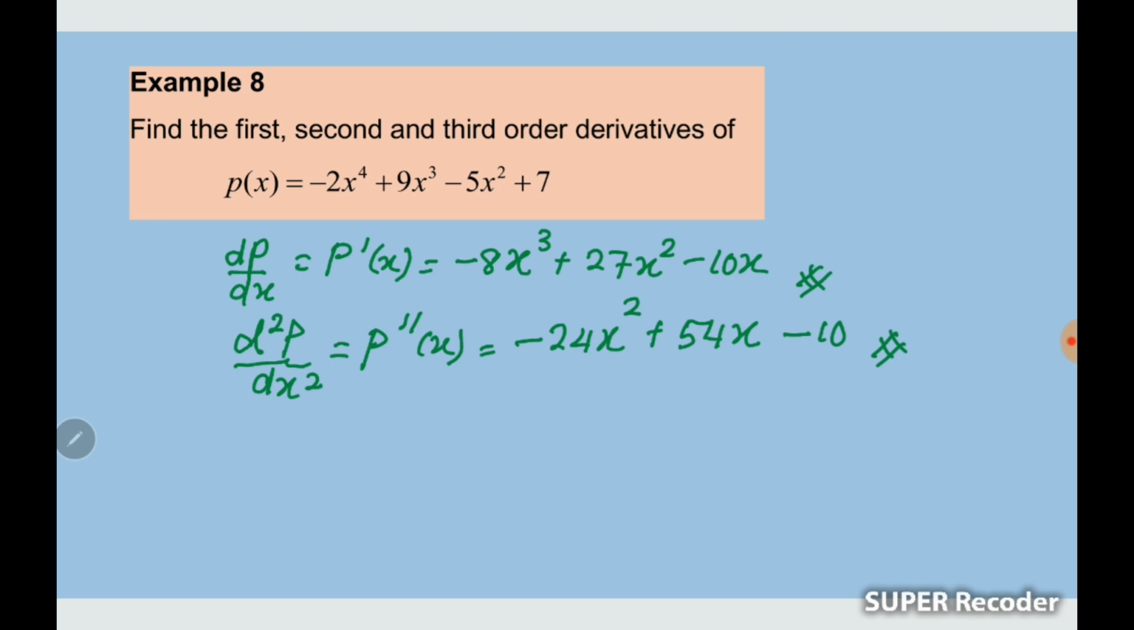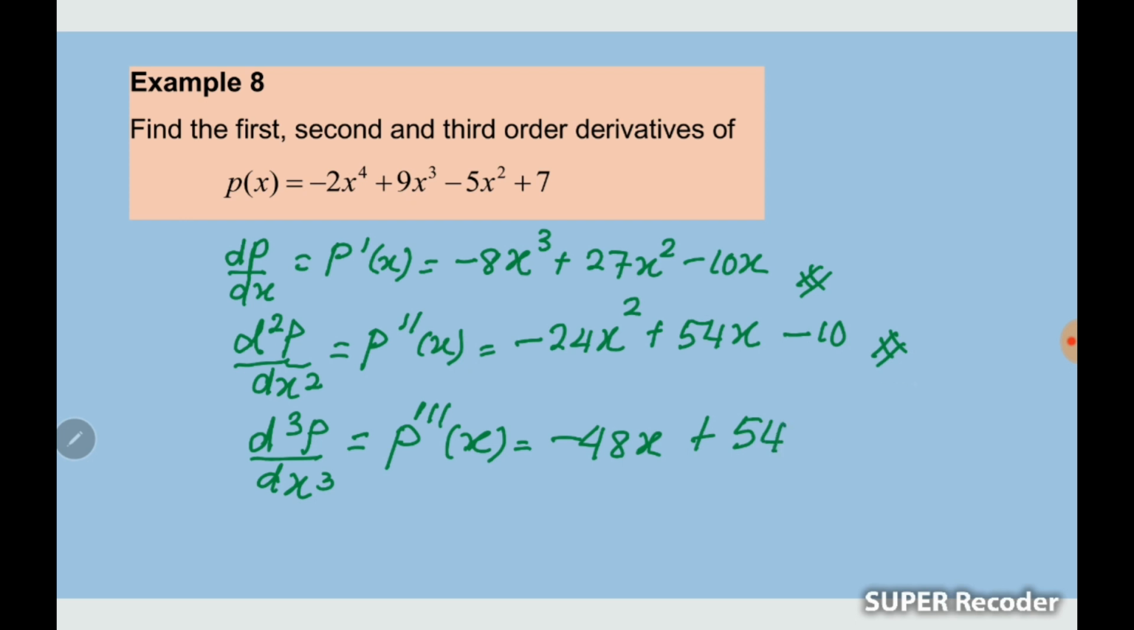What about the last one, the third derivative? You can write as d cubed p dx to the power of 3 equals p triple prime x equals to negative 24 times 2, negative 48x. Differentiate 54x, 54. Okay, differentiate negative 10, 0. So this is the third derivative.